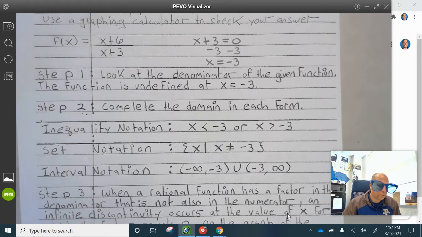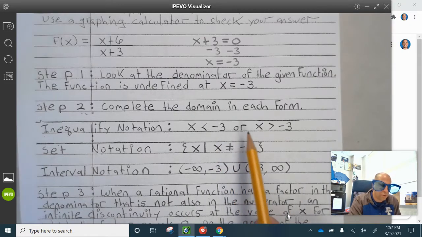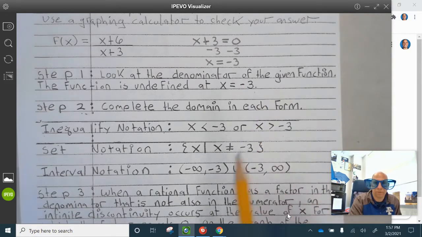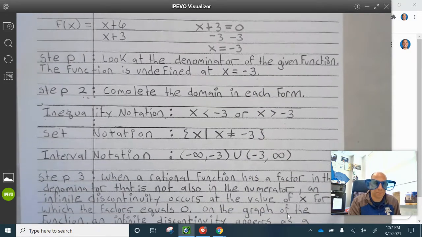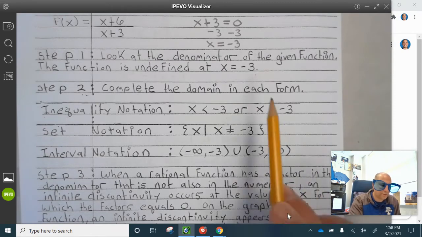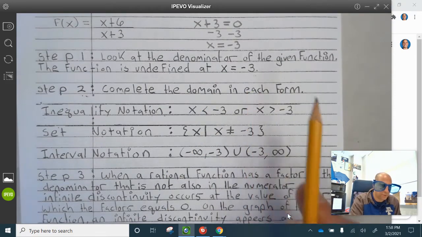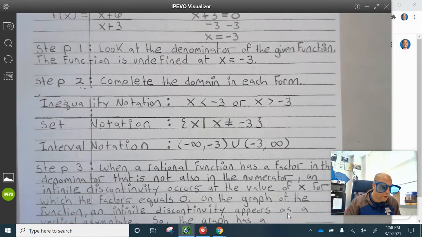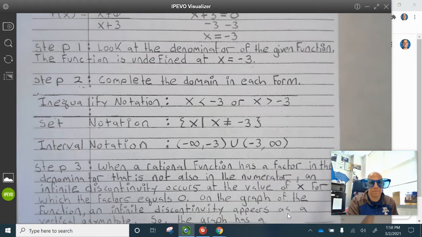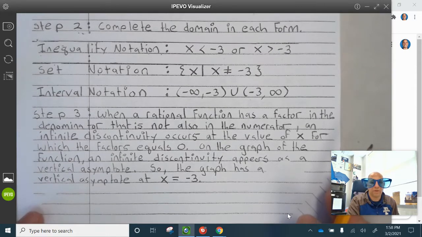In inequality notation, we say x is less than negative 3 or x is greater than negative 3, because x equals negative 3 is excluded from the domain. Set notation, x such that x does not equal negative 3. Again, because it's undefined at x equals negative 3, so it's excluded. Interval notation, it's negative infinity to negative 3, the parentheses mean it's not included, or negative 3 to infinity. Okay? All right, step 3.